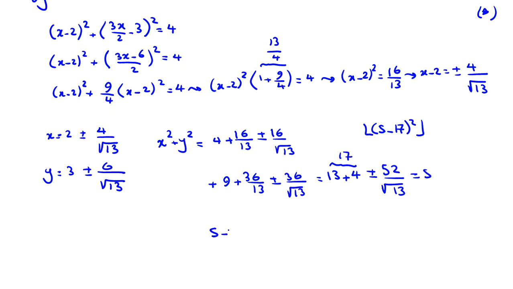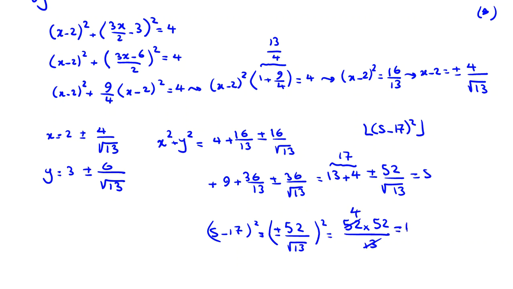So (s minus 17) squared will be, taking 17 to the right side, 52 over root 13 squared. So it will be 52 times 52 over 13. If we divide, it will be 4, and it will be 100. Oh, sorry. 2 times this is 104. We multiply by 2, or let's correct it. 4 times 52 is 208. So the answer is 208.